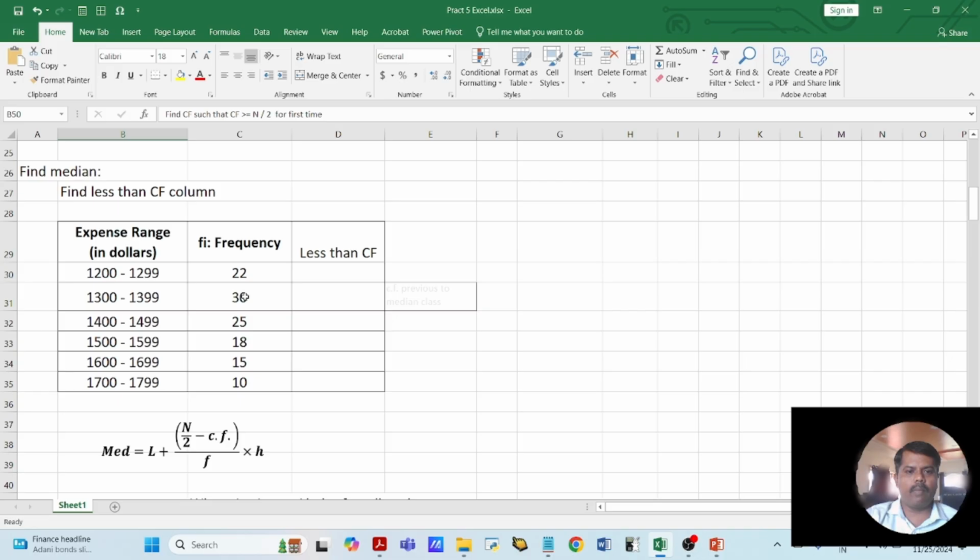So how to find CF column? That is, we have to find less than CF for the given frequency table. So let's consider first frequency 22 as it is. In the next cell of this column, we type formula is equal to, click on this first less than CF value, that is 22, plus click on second frequency 30 and press enter. That is, here we are doing cross addition of less than CF and frequency values. Then press enter, here we get addition of these two values, and now we can drag this cell down to last row. So in this way we get all less than CF values.